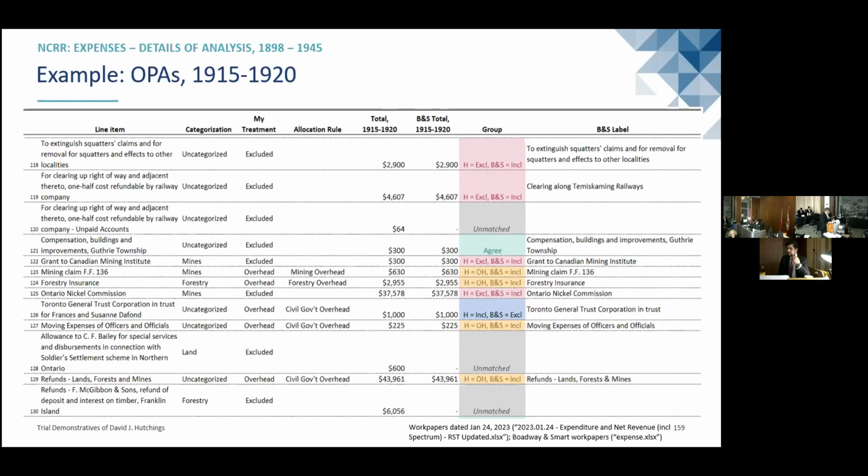Another larger item, 126. No, 125. My apologies. I skipped a line. The Ontario Nickel Commission. Again, this is a commission. It's not collecting revenues or undertaking those sorts of activities. And so I excluded it. Professors Bodway and Smart included it.